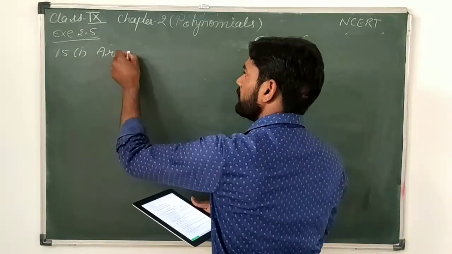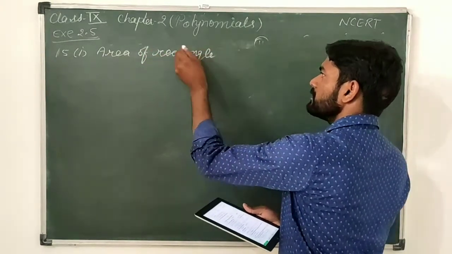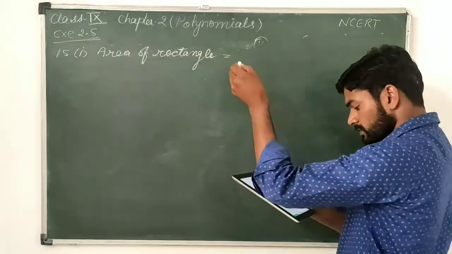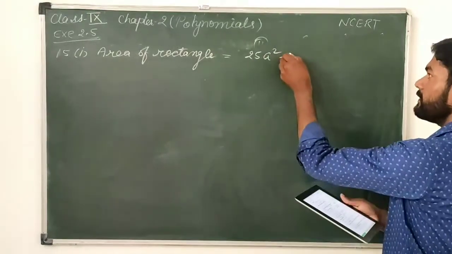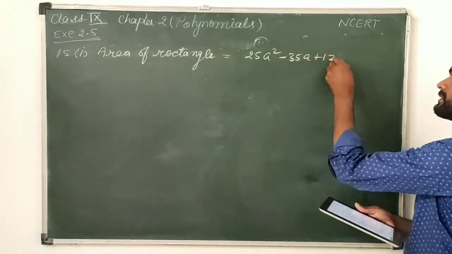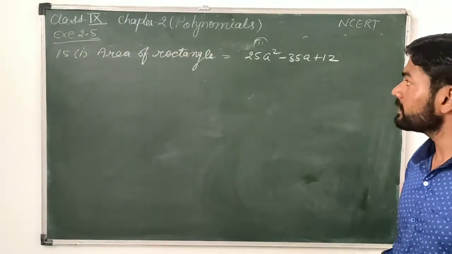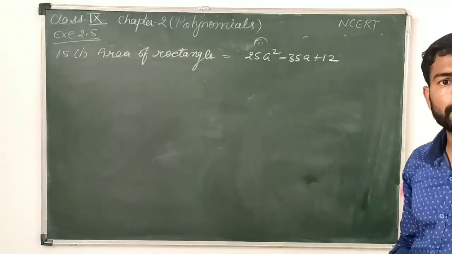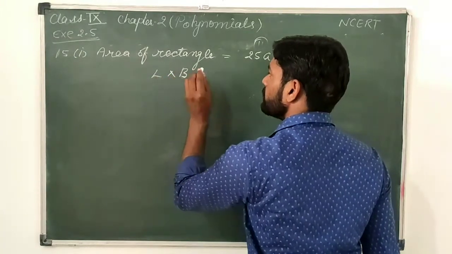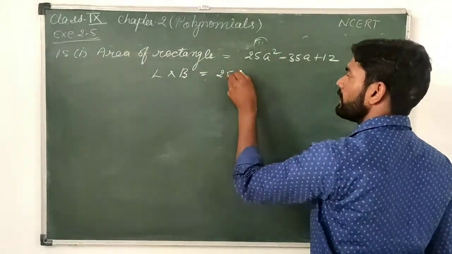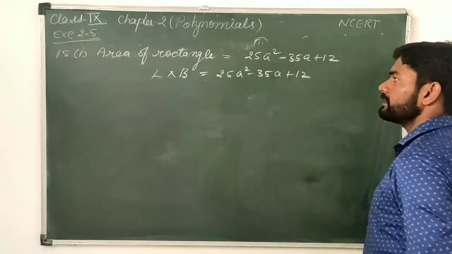Area of rectangle is equals to 25a square minus 35a plus 12. हमें ये बताना है कि if the area is this, then what is the possible length and the possible breadth. We know that the area of rectangle is equals to length into breadth is equals to 25a square minus 35a plus 12.